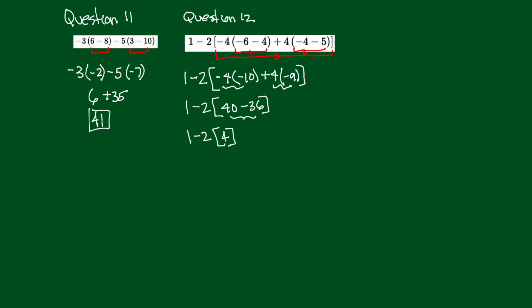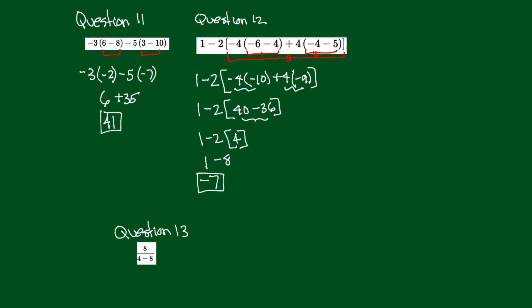All right, I've got a subtraction and a multiplication. Let's do the multiplication first. I'm going to think of it this way. 1 and then -2 times 4. -8. And then 1 minus 8 is -7.